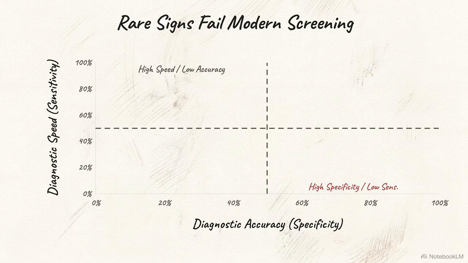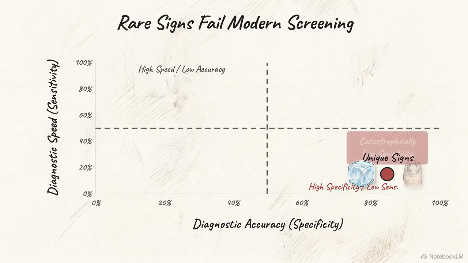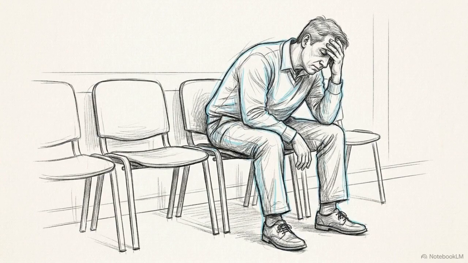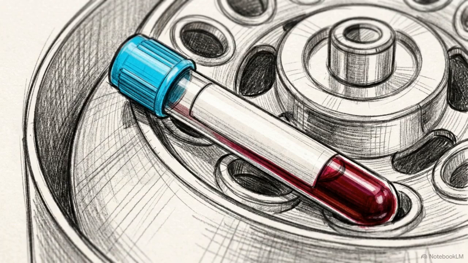Look at this quadrant mapping diagnostic speed against accuracy. The unique signs point drops aggressively into high specificity, low sensitivity. Specificity is high. A dirt-eating patient certainly has iron deficiency. But sensitivity is catastrophically low. Modern patients rarely exhibit these extreme symptoms. In modern clinics, typical iron deficiency presents as invisible, generalized fatigue. You cannot see it. You have to run a basic blood panel to detect it.